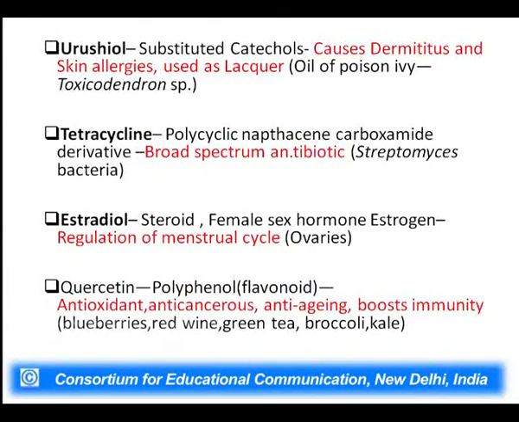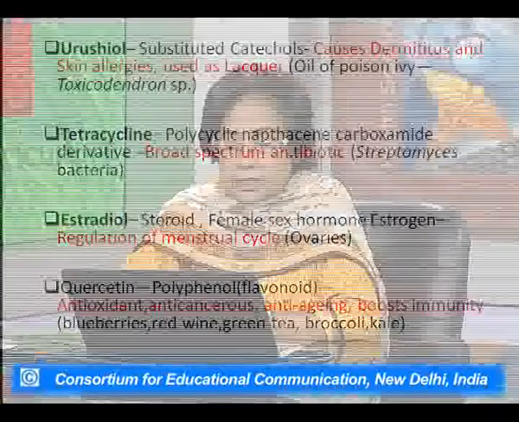Quercetin is present in superfoods like blueberries, red wine, green tea, and broccoli. It is an important antioxidant, anti-cancerous, anti-aging, and it increases immunity. Therefore, the fruits in which it is present are known as superfoods.